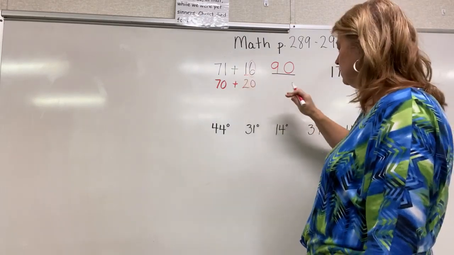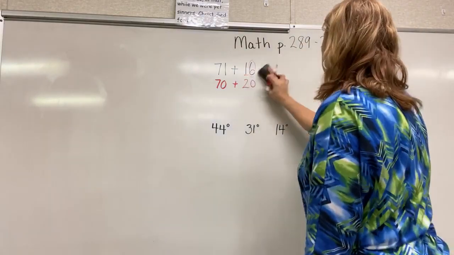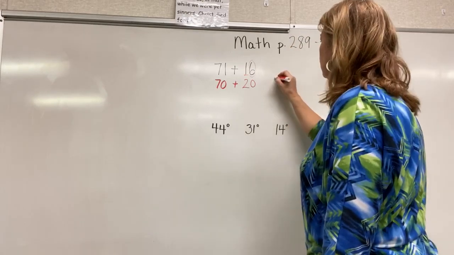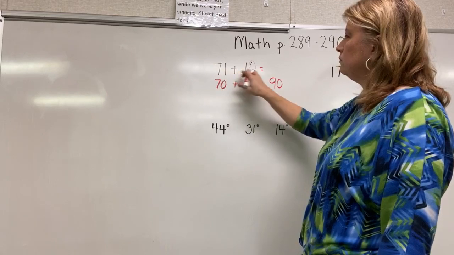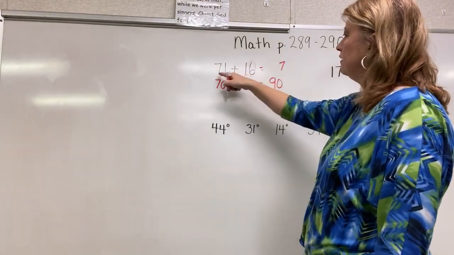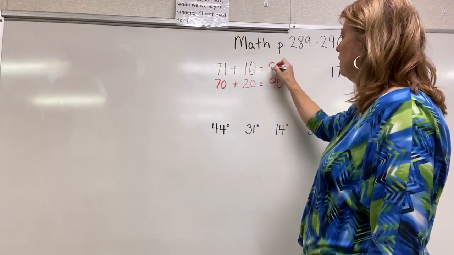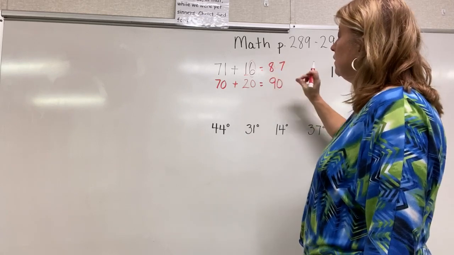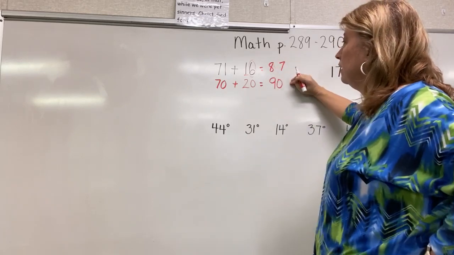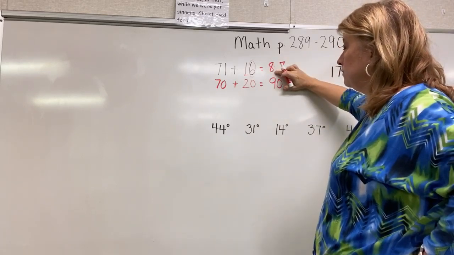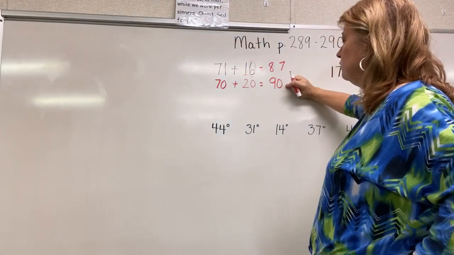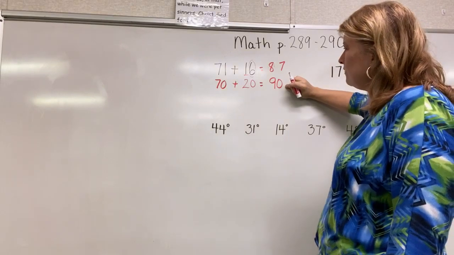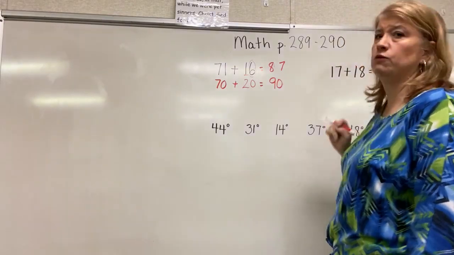Let me put that down so it won't be confusing. This would be 90. And then we would do 1 plus 6 is 7, and 7 plus 1 is 8. Then we would say 8, it would be between 80 and 90. Look at 7, it's greater than 5, so it would be estimated to 90. So your problem would be right.